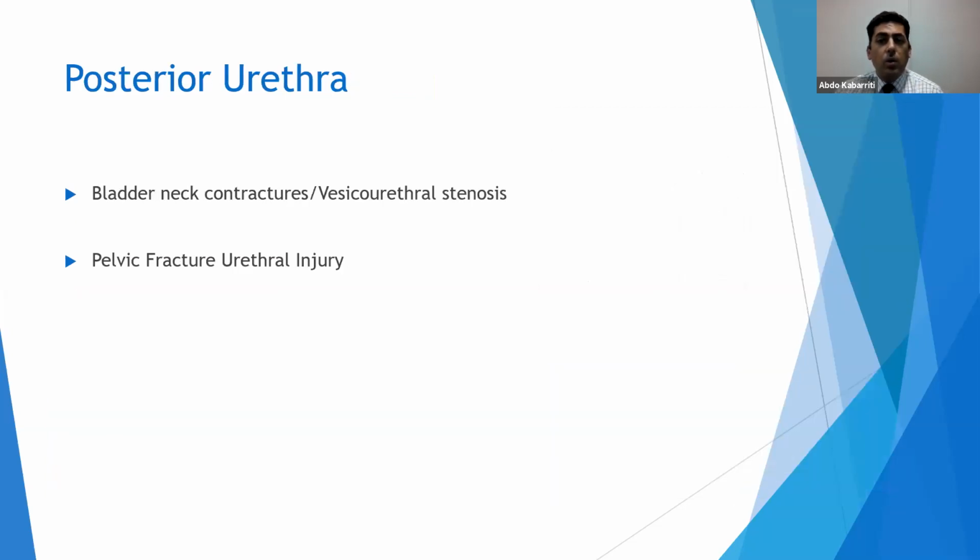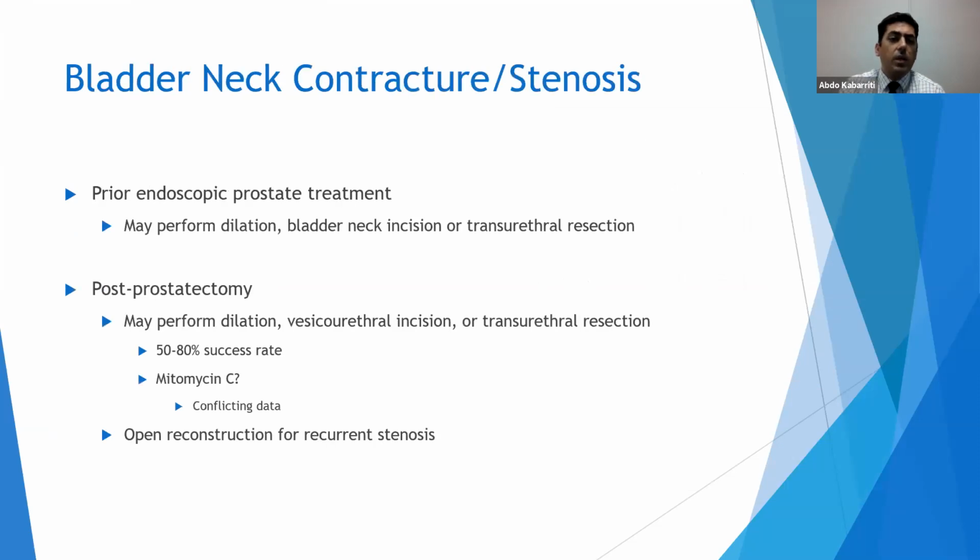So we'll go now to the posterior urethra, and we'll talk about bladder neck contractures as well as vesicourethral stenosis and pelvic fracture urethral injury. Some of these actually are from the trauma guidelines as well.